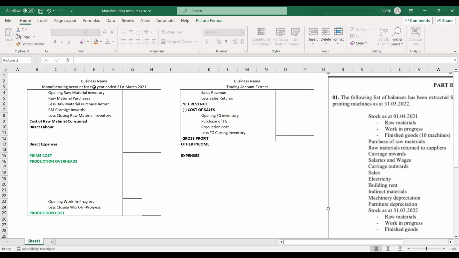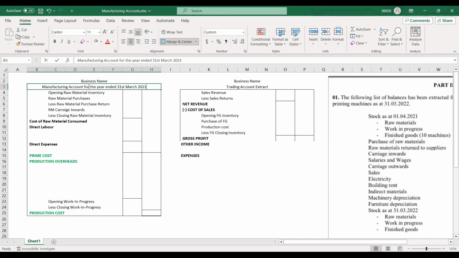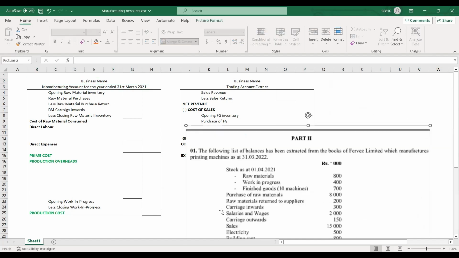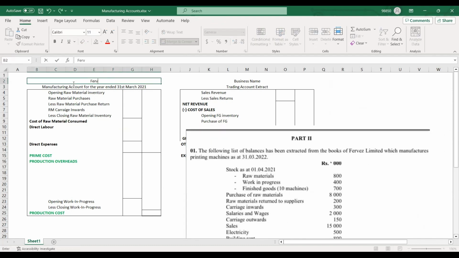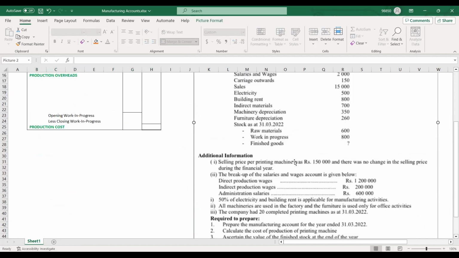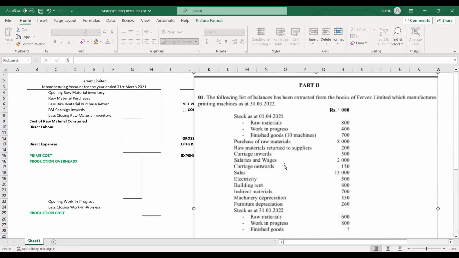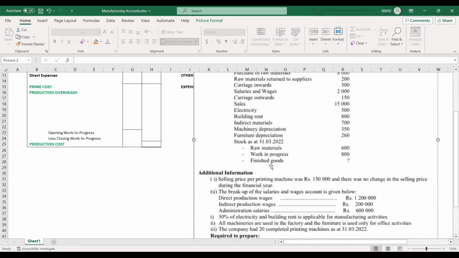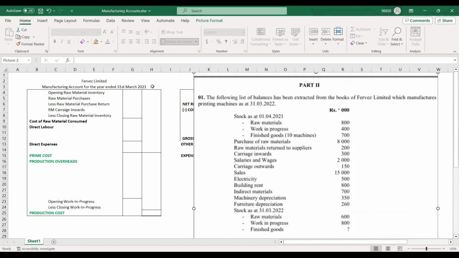You must know that you always get marks for writing the business name and the account name properly. So this would be Service Limited. You're preparing the manufacturing account for the year ended 31st March 2022.